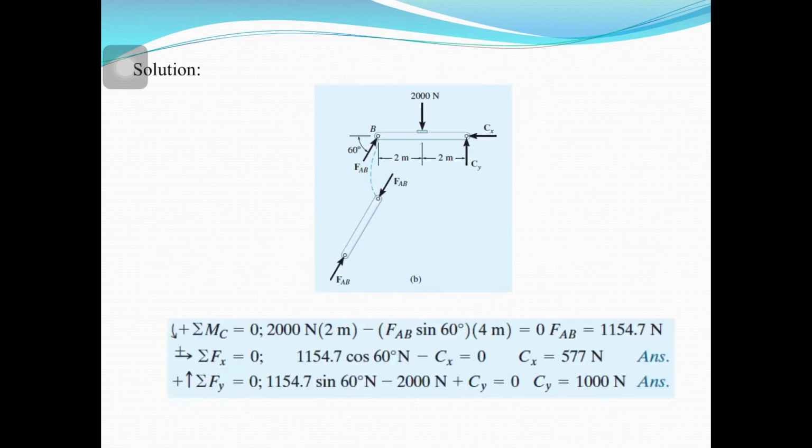So separate the member between BC and AB. This is BC, this is AB. Okay. So for member BC, you are left with 1, 2, 3 unknowns. Okay, so you can solve using the usual equation of equilibrium. Summation of moment at C equals 0, Fx is equal to 0 and Fy is equal to 0. So you get the answer. What is FAB, what is CX, and what is CY. Alright.